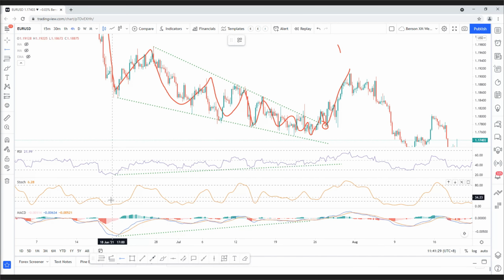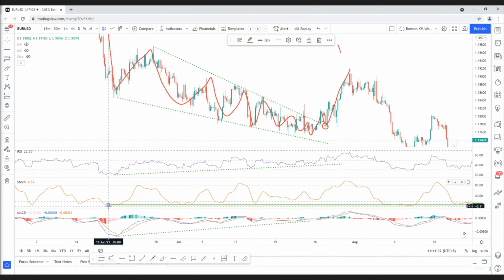For stochastic, it's a bit different. Let me just put up what's the difference. Stochastic, if you see over here, let me just put the support and resistance levels.